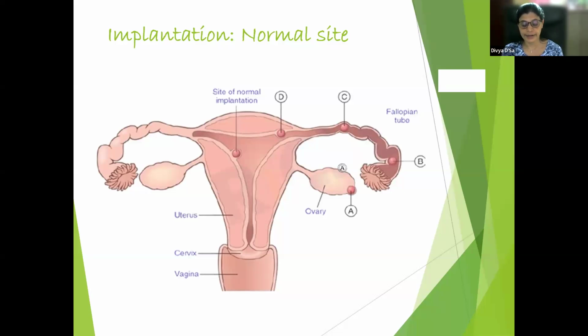Usually it happens in rats. And central implantation is where it just gets attached in the cavity, within the cavity. That happens in the case of cows. So in cows we see central implantation, and eccentric implantation we see in rats, where it is embedded within the uterine crypts.